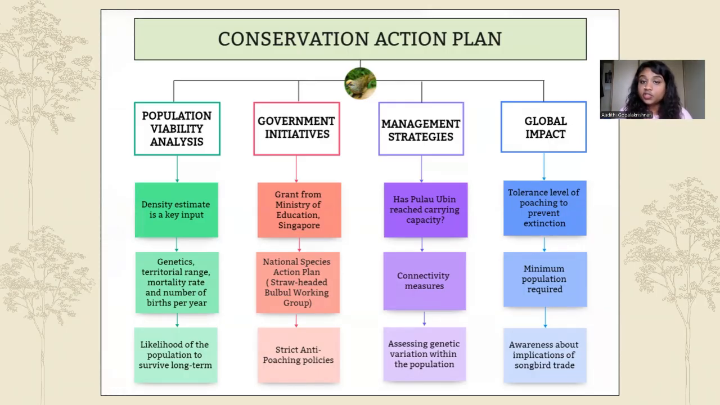And some of the management strategies that can help with our understanding if Pulau Ubin as an island has reached its carrying capacity because it's harboring the world's largest population, and how to connect this population to the mainland or elsewhere. And for that, they'll be looking into the genetic viability of the population. And finally, for the global impact, our main goal is to look at the tolerance level of poaching that can prevent the species from going extinct, and also the minimum viable population that will be needed, as well as awareness and implications of the songbird trade.